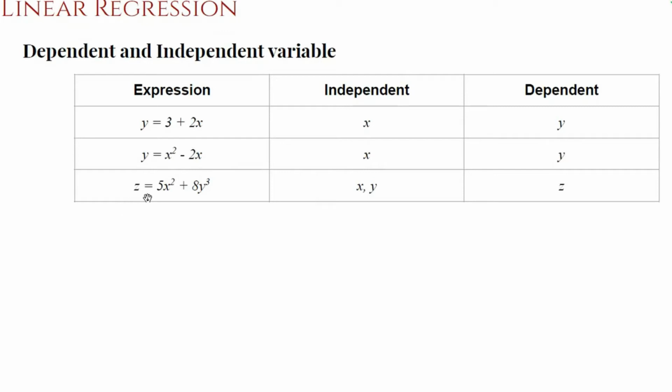In the equation z is equal to 5x square plus 8y cube, there are two different variables on the right side, x and y, which are our independent variables, and z is our dependent variable. The intuition is that x, or x and y, are free to choose any value. Based on what x chooses, the value of y depends on that. That is why y is called dependent and x is called independent.